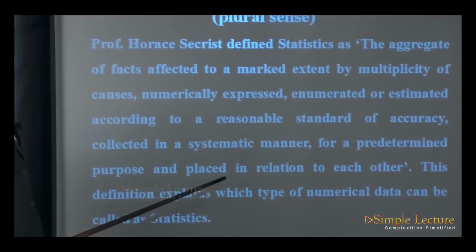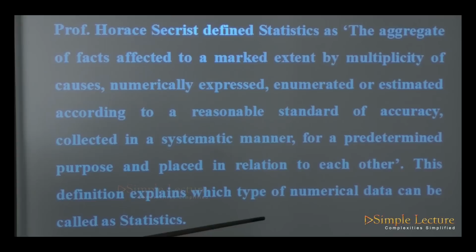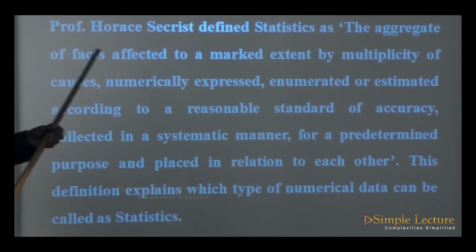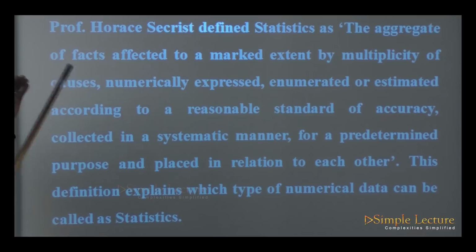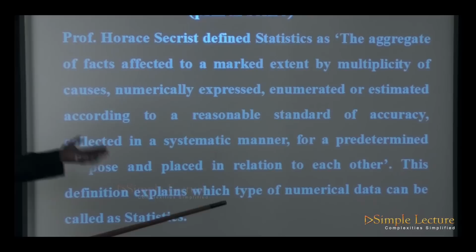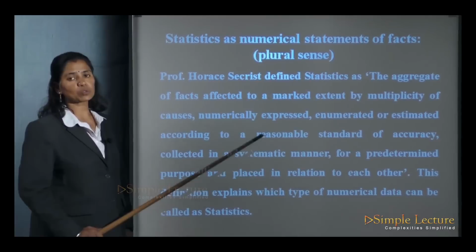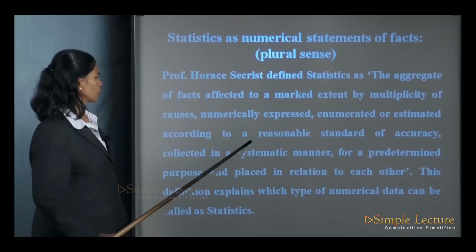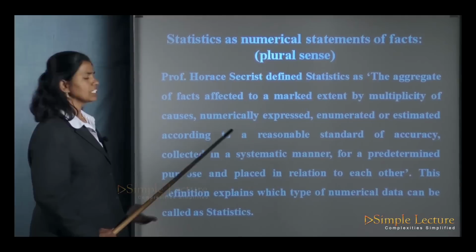This definition explains which type of numerical data can be called statistics. A wonderful definition was given by Professor Horace Secrist. He defined statistics in such a way that it can be explained in the plural sense, and we can also understand the characteristics and functions of statistics from this definition itself. See the definition: the aggregate of facts affected to a marked extent. This is one of the characteristics of statistics. Also, it is numerically expressed. We can express the data numerically, and that is called statistics.